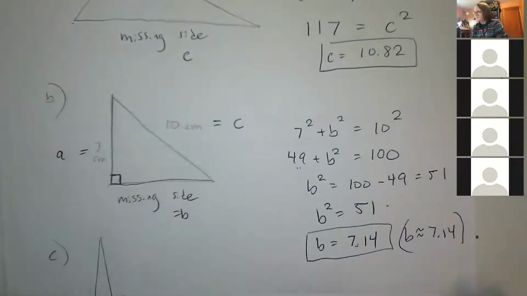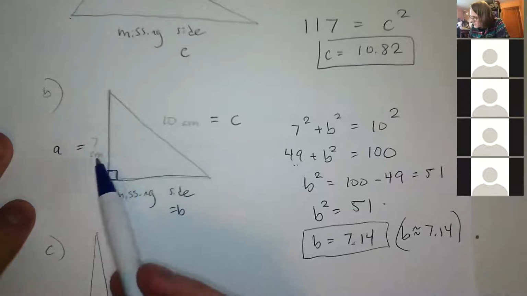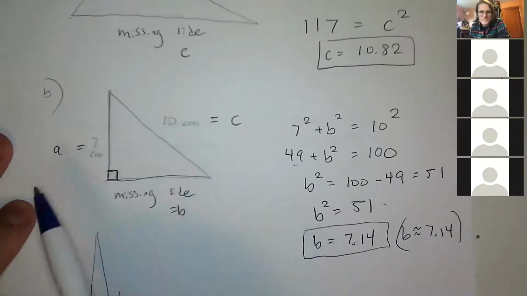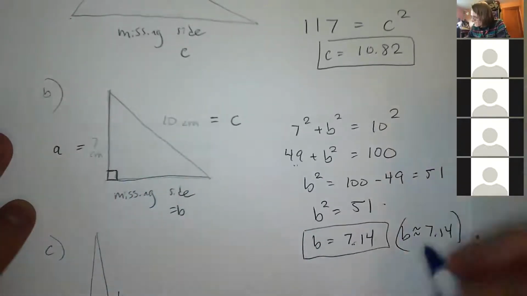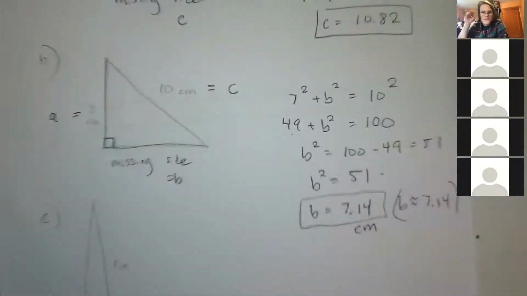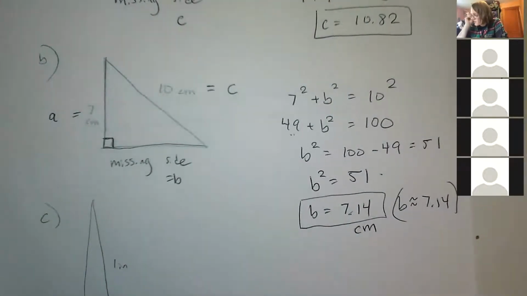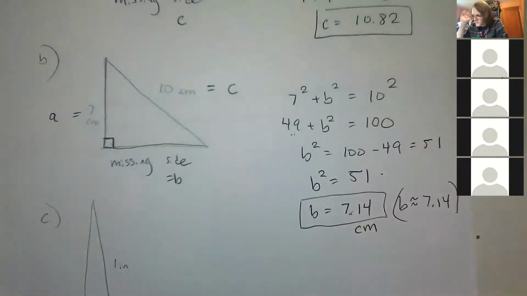Oh, and this one, I give you units, right? My units are given as centimeters, so it's 10 centimeters and 7 centimeters. So my answer will also be in centimeters. And it will just be flat centimeters. We're not doing area here. We're doing length. We're looking for the length of each leg. So it's just normal everyday centimeters.